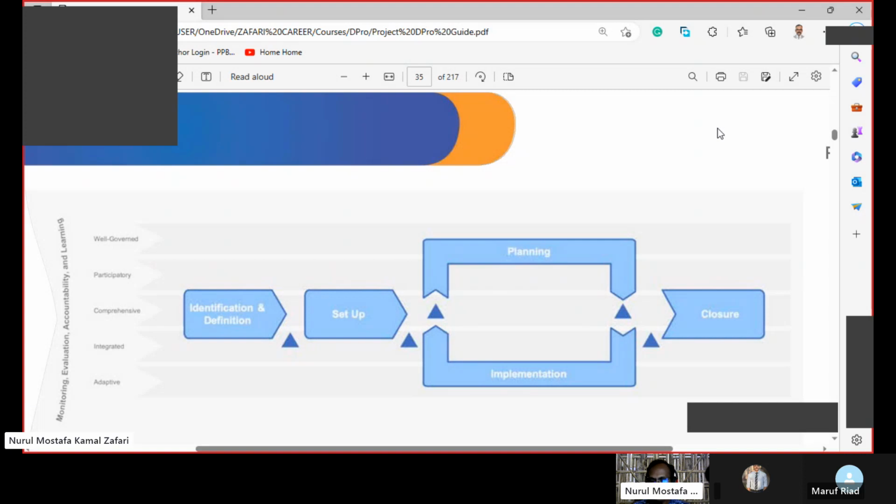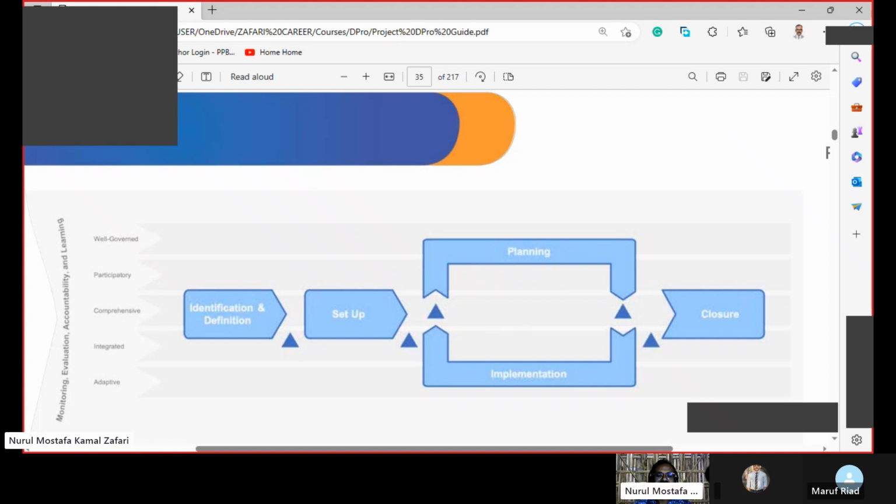And during all phases, we have to align with the five DPro principles of project management. And these DPro principles are: each phase must be well governed, each phase must be participatory, each phase must be comprehensive, each phase must be integrated, and each phase must be adaptive.